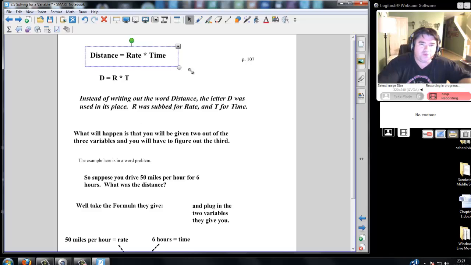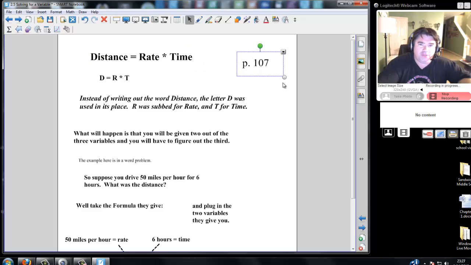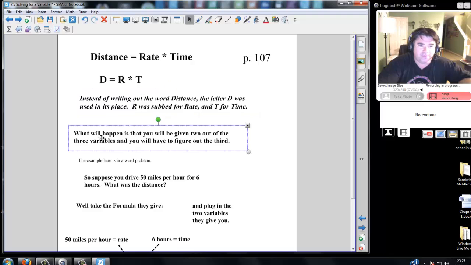This will be the first formula, and you can also follow along on page 107 in your textbook. The one I want you to notice is d equals r times t, so distance equals rate times time. Now, instead of writing the word distance every time, we'll just put d for distance, and r will be for rate, and t will be for time. Now, what will happen is that you'll be given 2 out of the 3 variables, and you have to figure out the third. The example here is the word problem.